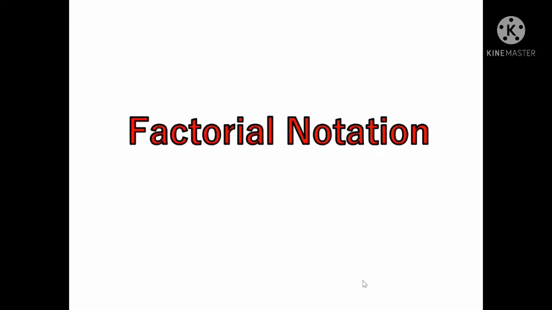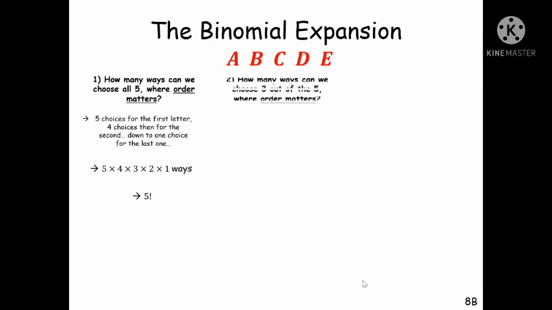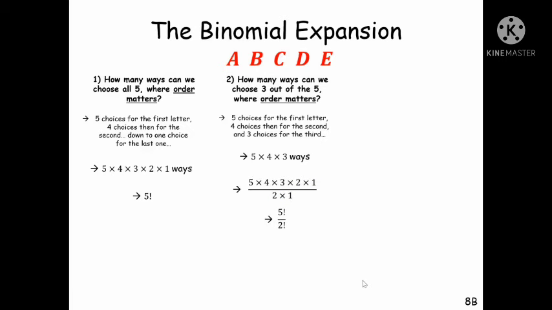Right then, so the next section is all about factorial notation. Now, factorial notation is something you might have seen if you've done further maths GCSE. I don't expect you to, but here we go. So how many ways can we choose all 5 of A, B, C, D and E where the order matters how you pick them? 5 choices for the first letter, 4 for the second, down to the last one, one choice available for the last one. So 5 times 4 times 3 times 2 times 1, which is known as 5 factorial. That's how you can do that.